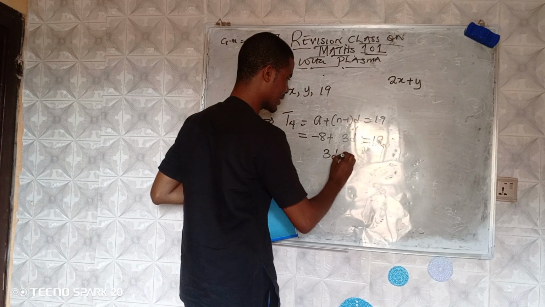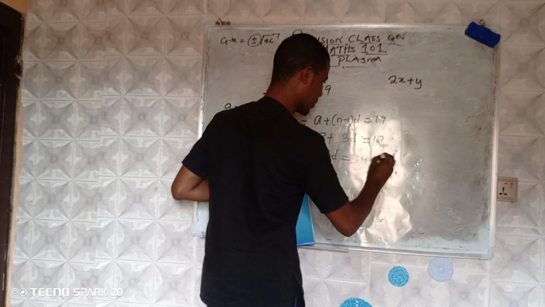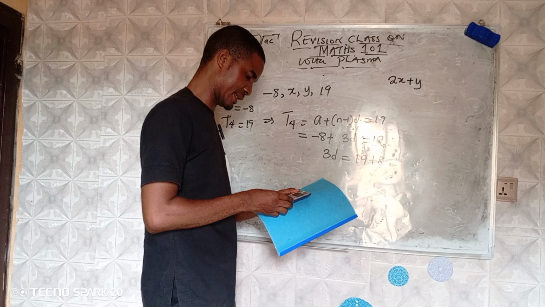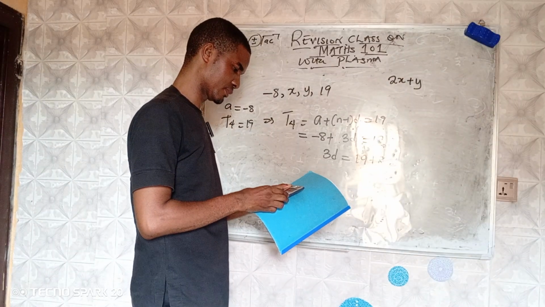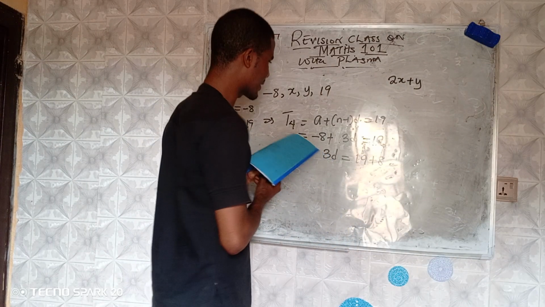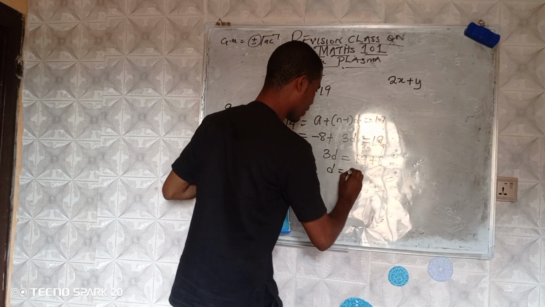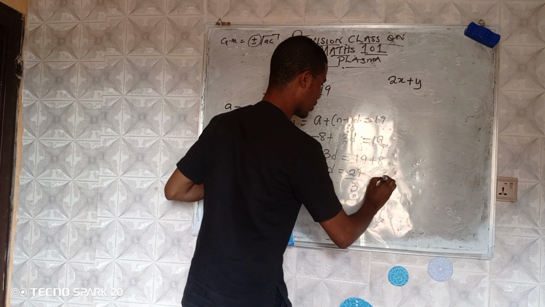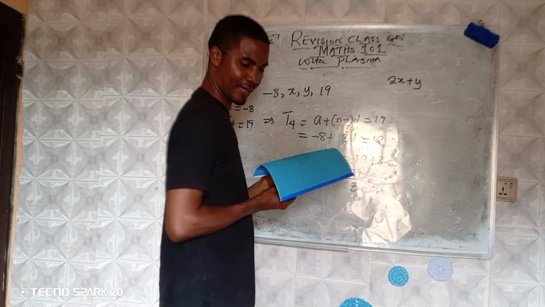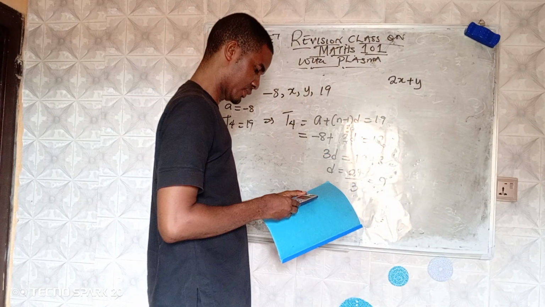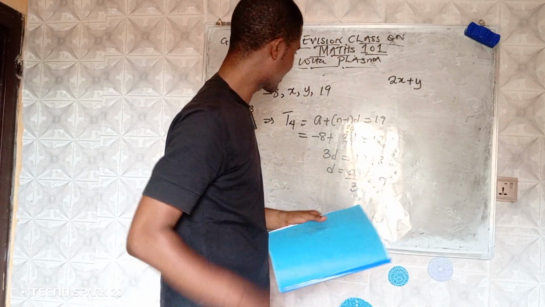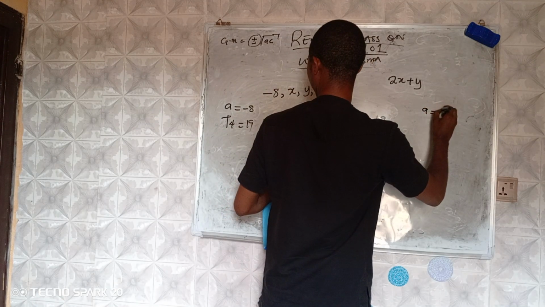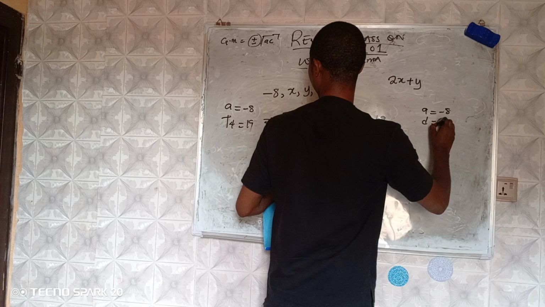So 3d is equal to 19 plus 8. That will give me 27. So d becomes 27 over 3, which is equal to 3 times 9, 27. 27 over 3 is 9. So I've got the value of d. Here now, my a is minus 8 and my d is 9.